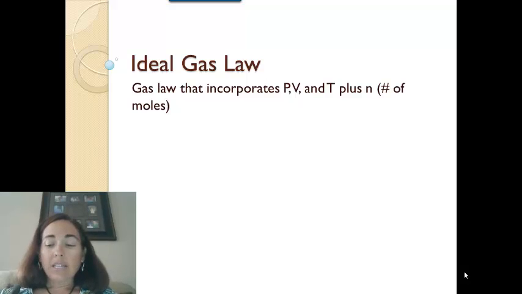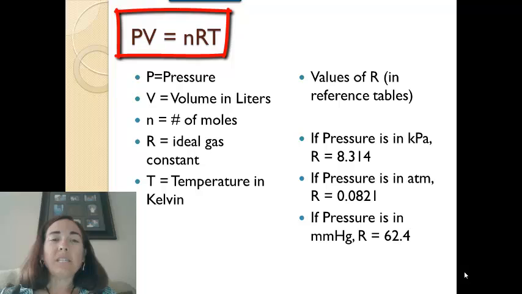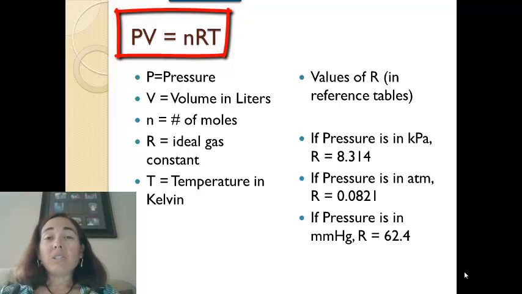So let's take a look at some of these slides for some more information. Now the formula for the ideal gas law is here. PV equals nRT. P stands for pressure, and you're going to be able to use any of those pressure units that you want. V is your volume in liters. N is the new variable, number of moles. R is a constant. I'll come back to that in just a second. And T is your temperature in Kelvin. So really, nothing there that you haven't seen before.